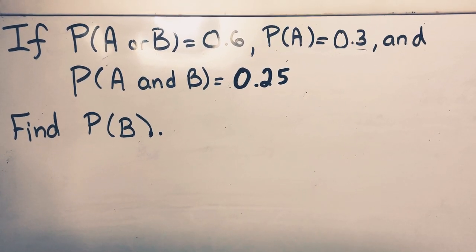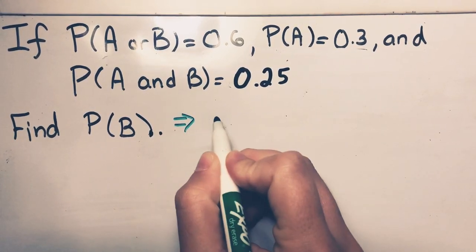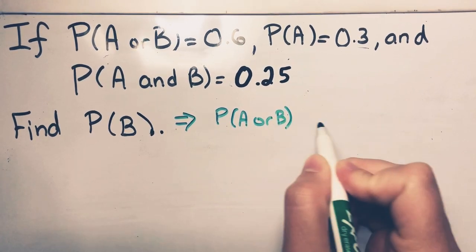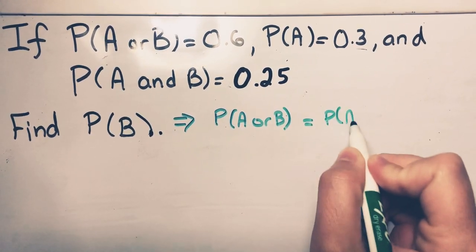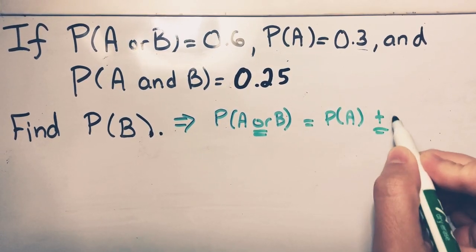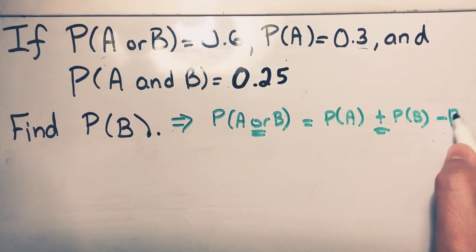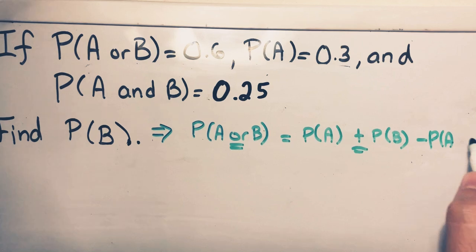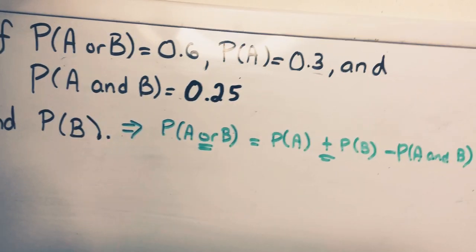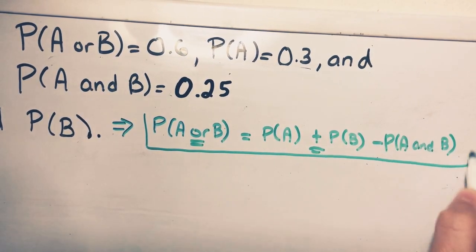So this can be a little confusing, but the key thing that you want to keep in mind is your formula, which was that the probability of A or B was equal to the probability of A plus, remember that or is plus, the probability of B minus the probability of both of them, A and B. Okay, so once you agree on that formula, then you can simply plug in what we have.